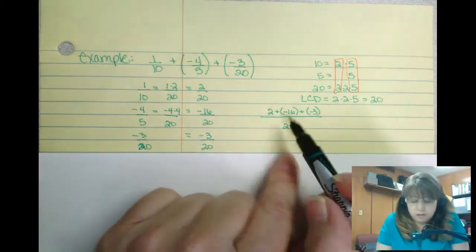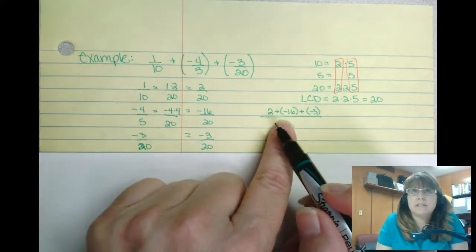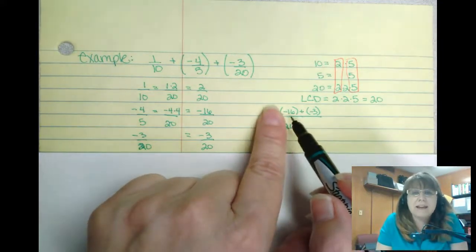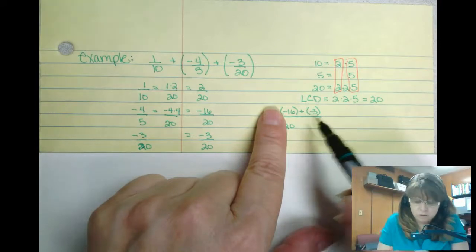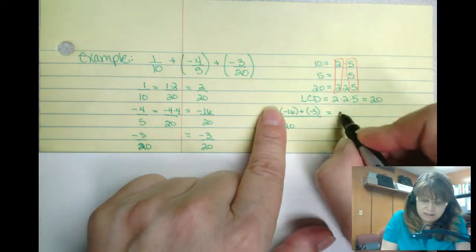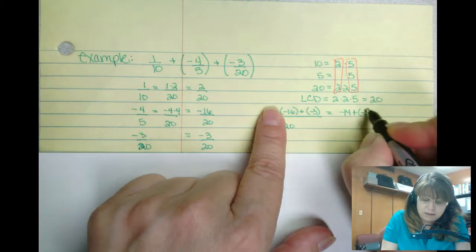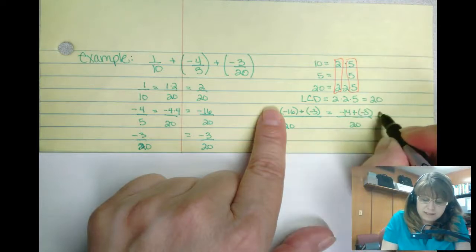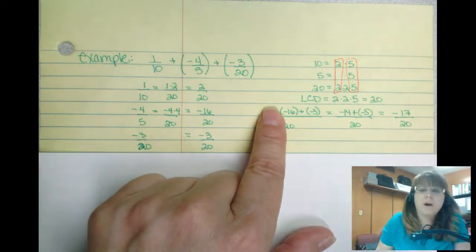Okay. 2 plus a negative 16 is, I take the difference, which is 14, give the sign of the larger, negative 14, plus a negative 3. They share the same sign, so I add the two, negative 14 plus a negative 3 over 20. Final result, negative 17 over 20.